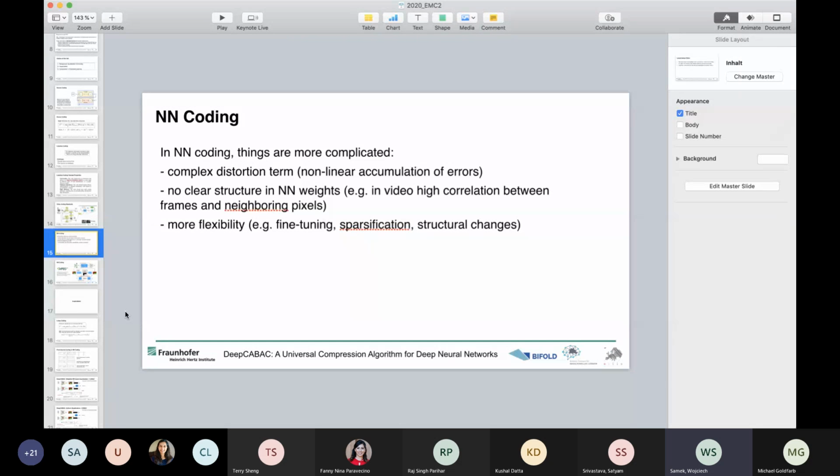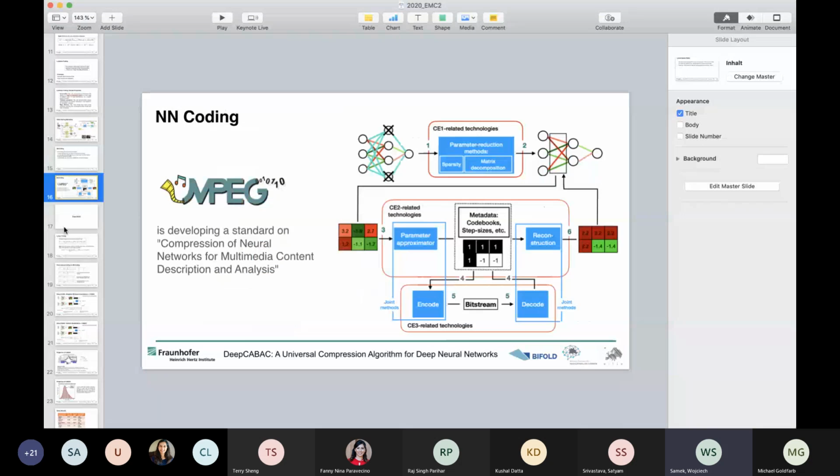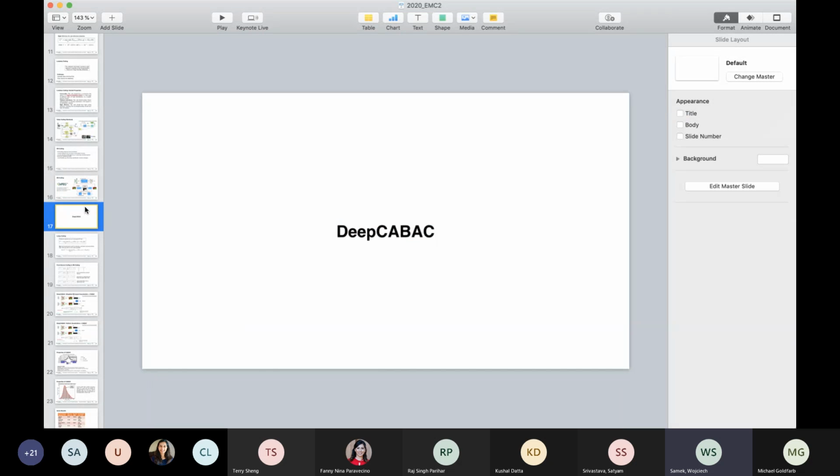So, from this perspective, these two problems are not equivalent, but we can use many of the tricks which have been developed over the last 20, 30 years in video coding for compression of neural networks. And our group in MPEG is exactly considering this. And DeepCABAC is one of the key tools, key technologies used in this setting.